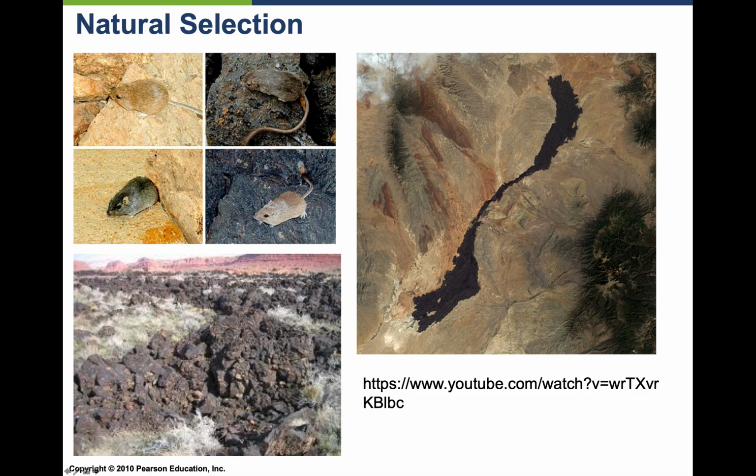And what's really cool is you have these mice that live in these environments. Now, this is the exact same species of mouse. These are just individuals in the same population, same species, very little genetic differentiation. However, what you find is that mice in these environments with dark coats live on the lava flows, and mice in these environments with light tan coats live off the lava flows. And you can see why from this image, right?